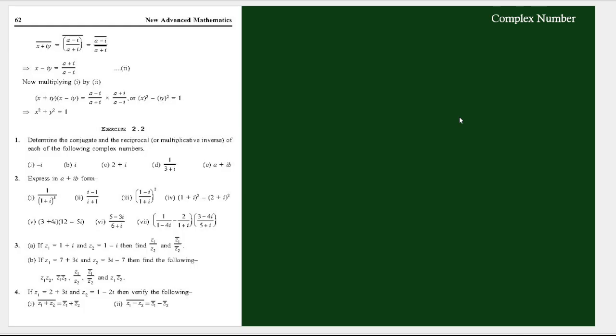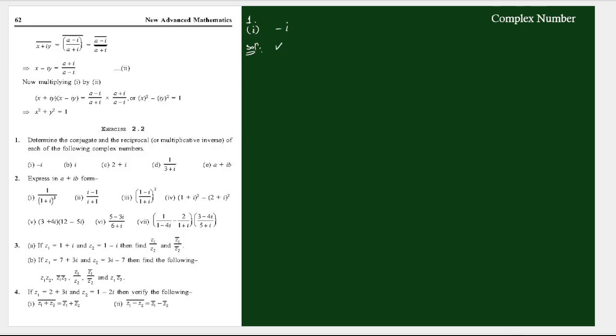Exercise number 1, determine the conjugate and the reciprocal. Oh, multiplicative inverse we need to find. The conjugate as well as the multiplicative inverse of each of the following complex numbers. First we need to find z bar. Number 1, what is given? Minus i, imaginary number. So let's say this as z.